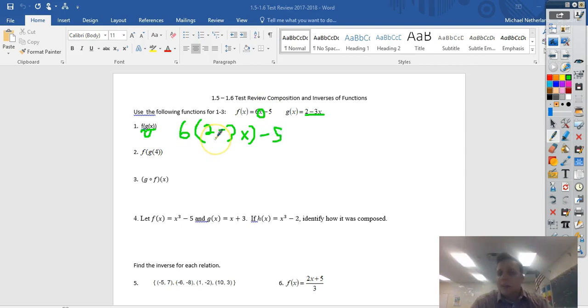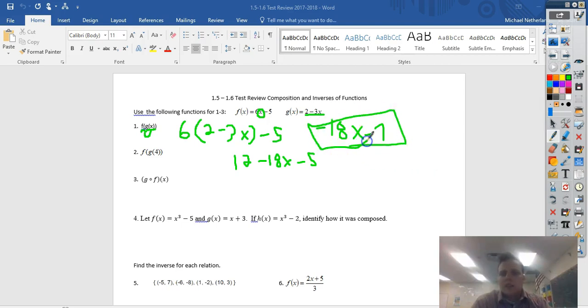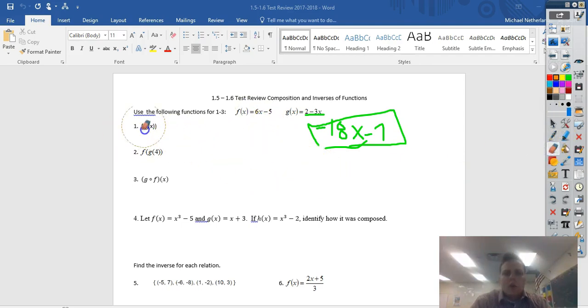All right, now I'm going to simplify. So I'm going to multiply the 6 in. So I'm going to get 12 minus 18x minus 5. And then I'm just going to put like terms together. 12 minus 5 is 7, so I'm going to get negative 18x minus 7. And that's number 1 right there. That's it. All right, number 2 simply says find f of g of 4.